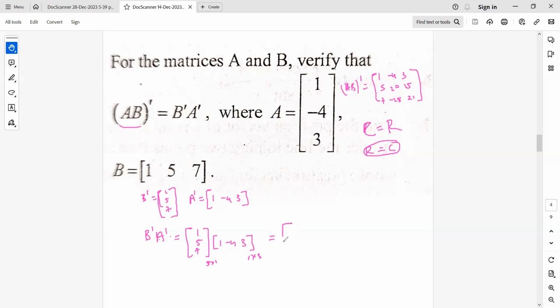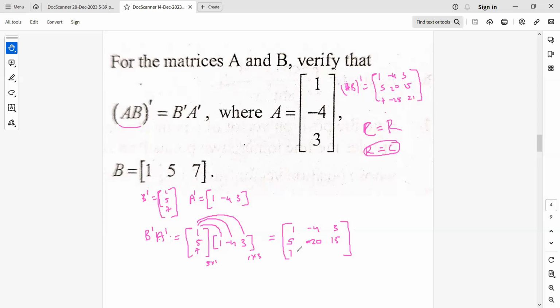Okay, so to find out these 9 elements, again we will be multiplying. So 1 into 1. See, R1 first element into first element, then first element into second element, and again first element into third element. So 1 multiplied with 1 will be 1, next minus 4 and 3. Then similarly multiply the elements of R2 with C1, that is 5 into 1, it will be equal to 5. 5 into minus 4 will be minus 20, and then 5 into 3 will be equal to 15.